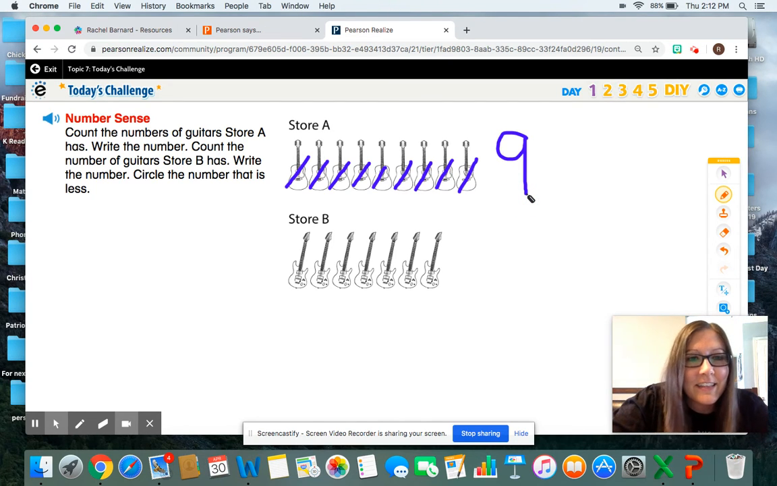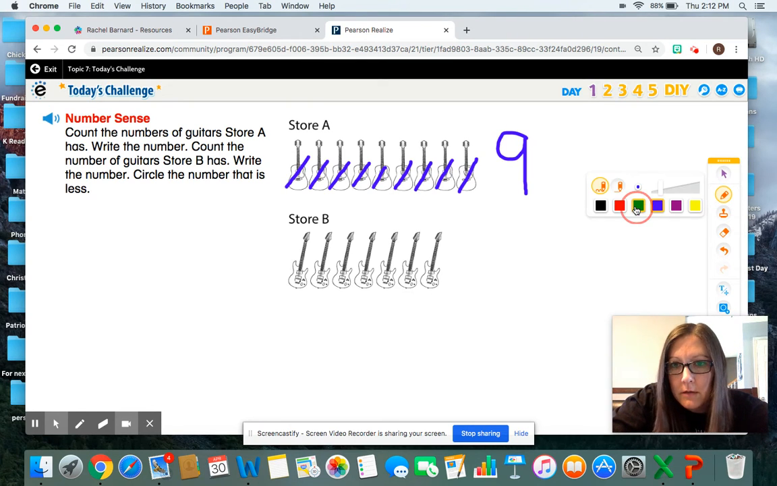All right, let's look at the next part of the directions. It says count the number of guitars store B has and write the number. Let's change my pencil color. We'll do green for store B. All right, I will mark and you count.